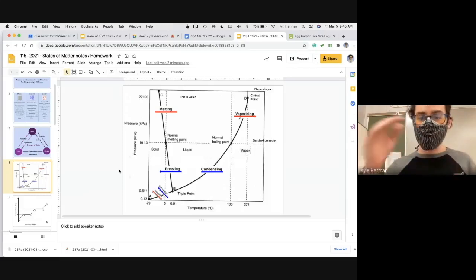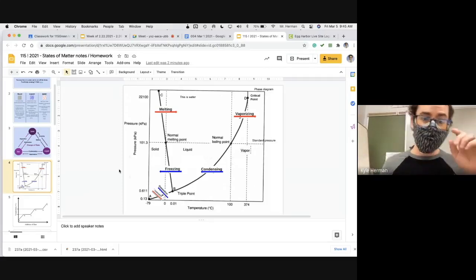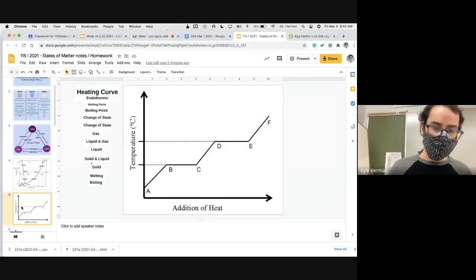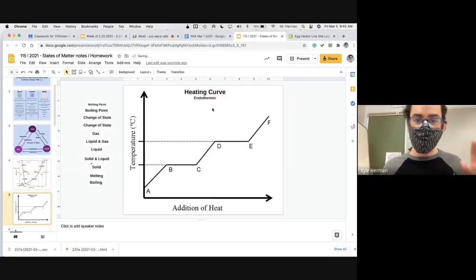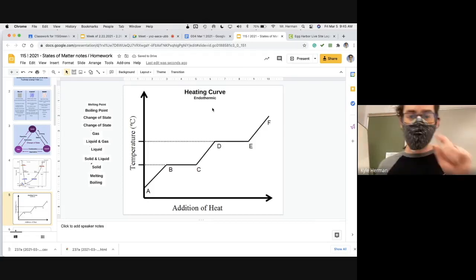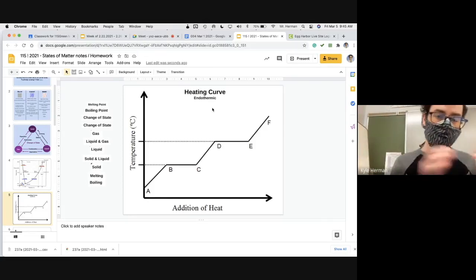like a solid to a liquid to a vapor and that kind of thing. The next thing I'm going to show you is called a heating curve. And this heating curve is really useful for us to actually calculate the amount of energy it takes to go from one state to another.